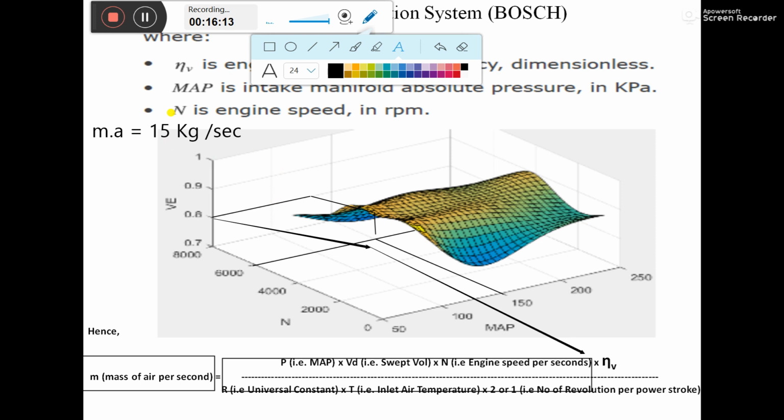So similarly, for a given degree of leanness or a given degree of richness, the same engine map is fed into your ECU. On that engine map, the x coordinate may refer to your mass of air, the y coordinate refers to your throttle position, and the z coordinate refers to your mass of fuel.